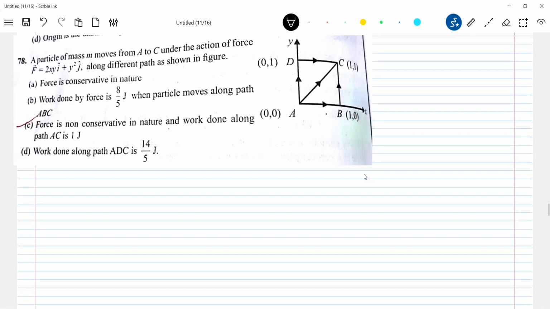Work done along the path ABC. For work done along path ABC, what you should do? Work done along AB plus BC. I'll start first with work done along the path AB. What is the force? F bar dot dx i cap. What should be the limit? 0, 1. This is very important. You do come across numericals of this kind frequently.